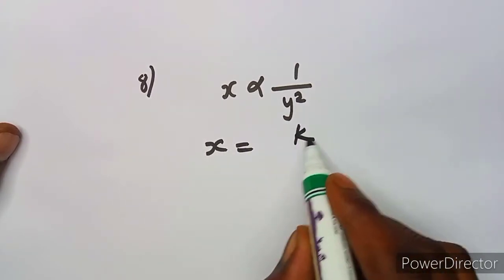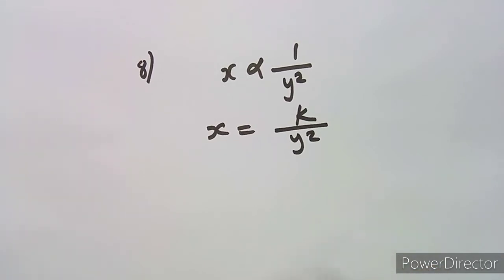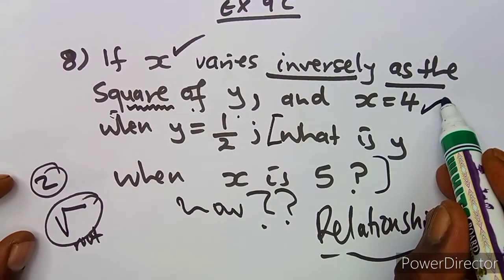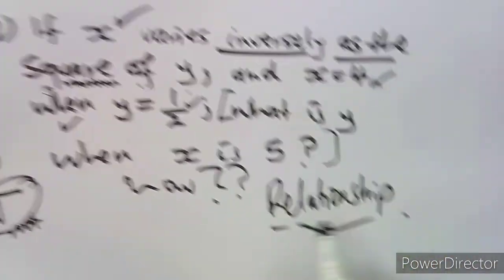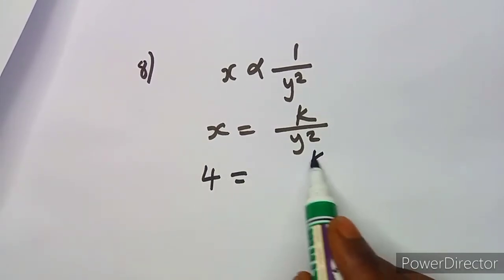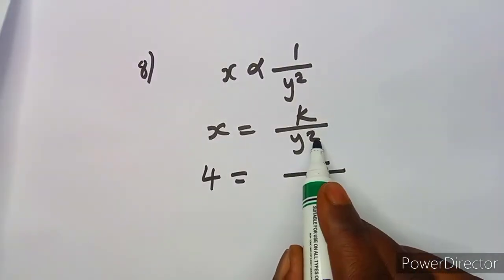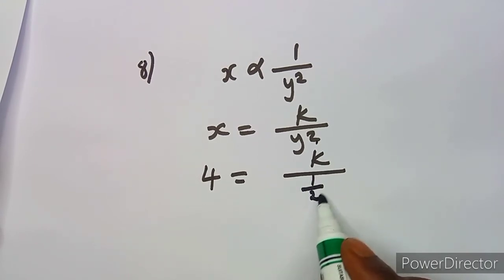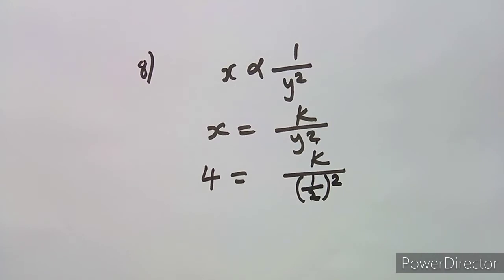x is equal to k over y squared. So we need the relationship, so definitely we have to substitute the values that we are given. We are given the value of x, which is 4, when y is equal to 1 over 2. So in place of x we have 4, which is equal to k over y squared. Well, y is 1 over 2, but there is a square here, so it's 1 over 2 to the power of 2. Substitute properly.